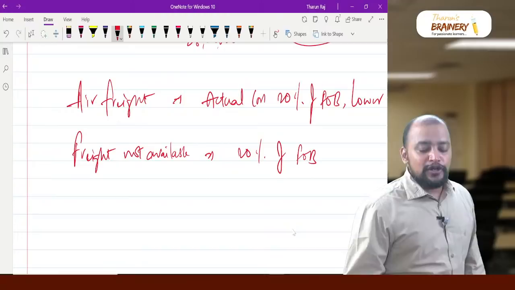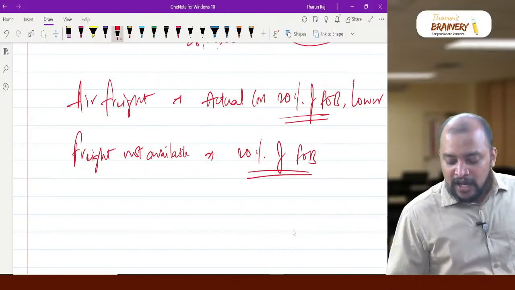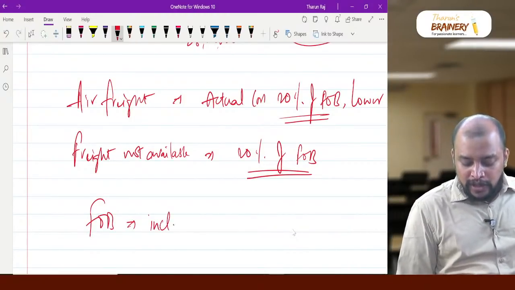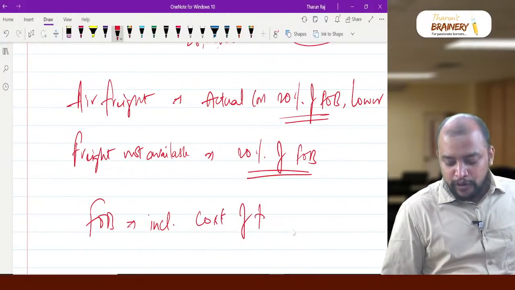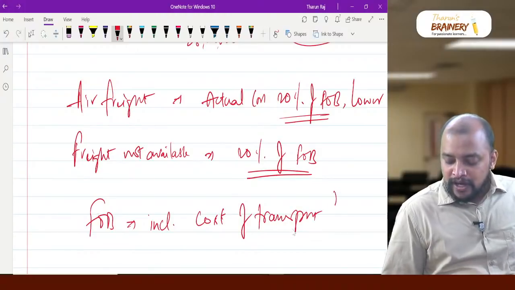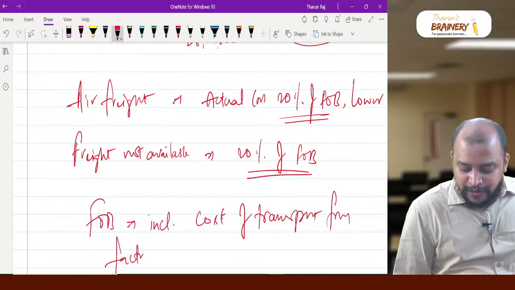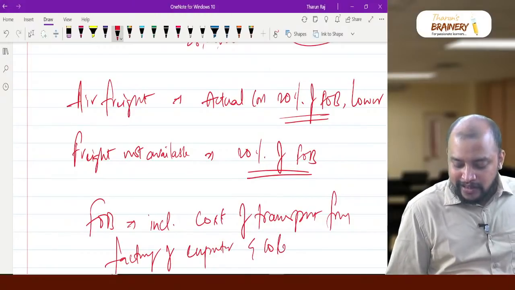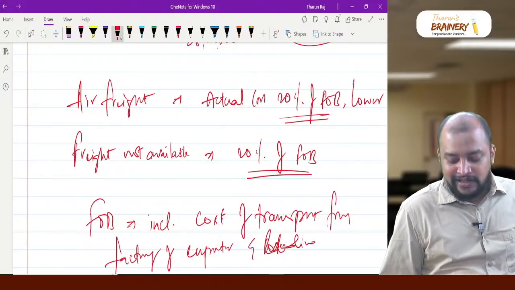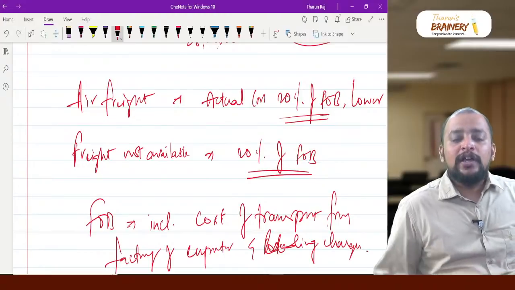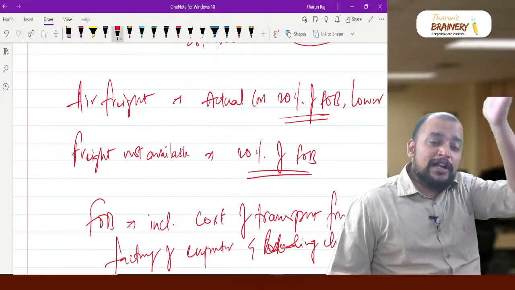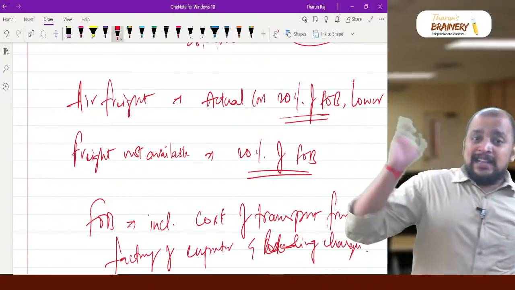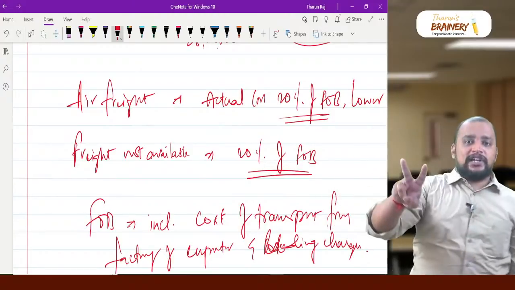But remember, whenever you are taking this 20% of FOB, while counting FOB, we need to include the cost of transport from the factory of the exporter to the port, and loading charges. So both should be added in the FOB. And thereafter you need to arrive at 20% of that FOB.